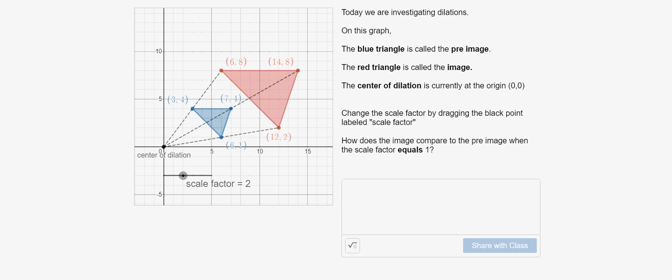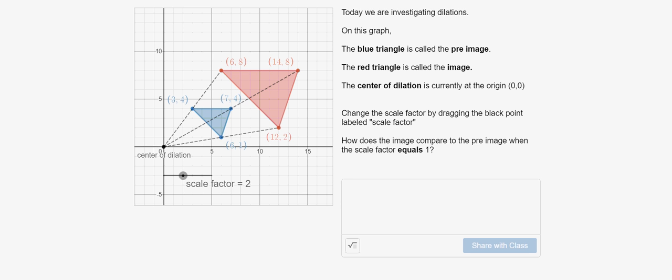Today we are investigating dilations. On this graph, the blue triangle is called the pre-image. The red triangle is called the image. The center of dilation is currently at the origin (0, 0). Change the scale factor by dragging the black point labeled scale factor.